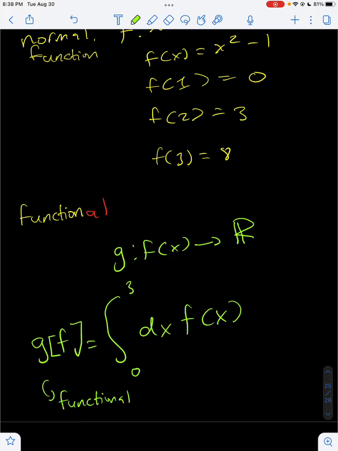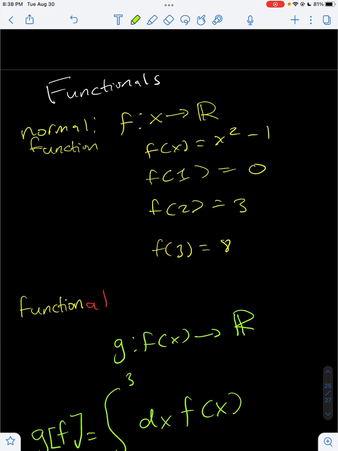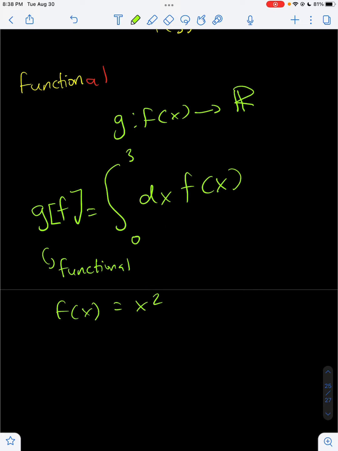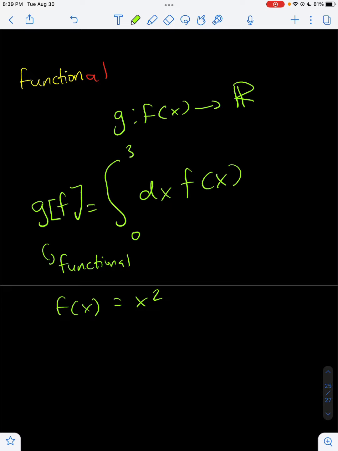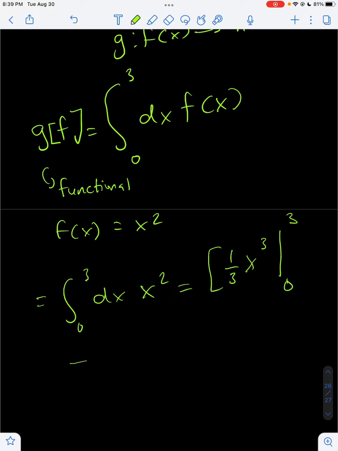Let's give some examples. So f of x could be x squared. Just like how we could choose x to be 1 and found that f of 1 is 0, we can choose f of x to be x squared, and what's g? Well, to find that, we just have to integrate over x squared. The integral of x squared is going to be one third x cubed, right? And we're integrating from 0 to 3. So that's just going to give us 3 cubed, which is 27, divided by 3 is 9. So our answer is 9.